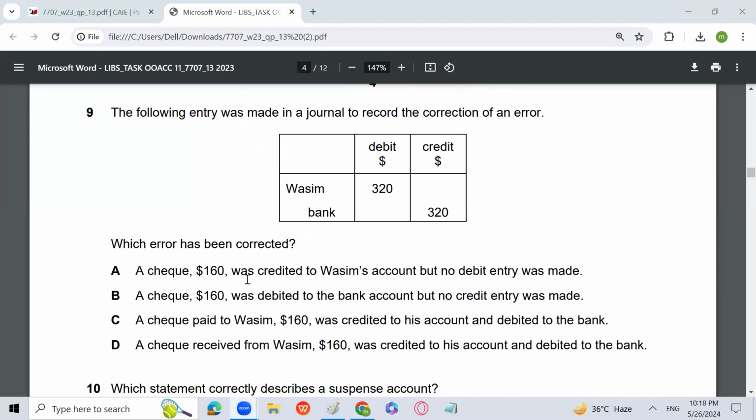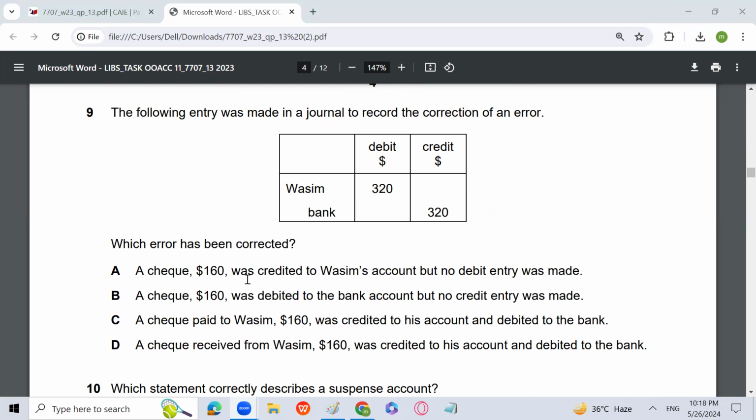A check for $160 was credited to Wasim's account, but no debit entry was made. So we will have suspense then. That is not right. A check for 160 was debited to the bank account, but no credit entry was made. That is also not correct because that will also affect suspense. But in a rectifying entry, there is no suspense. A check paid to Wasim 160 was credited to his account and debited to the bank account. Yes, that's the answer because that is the reversal.